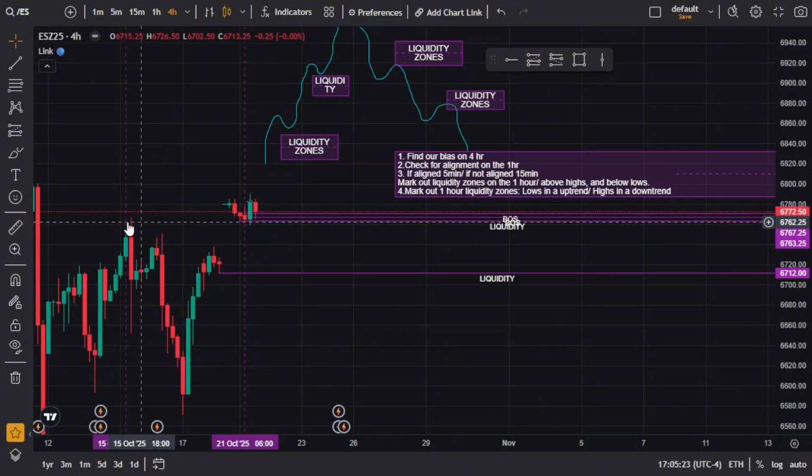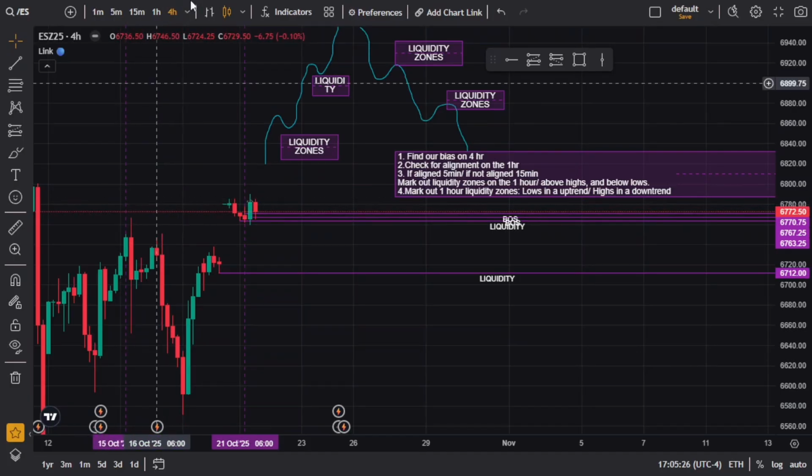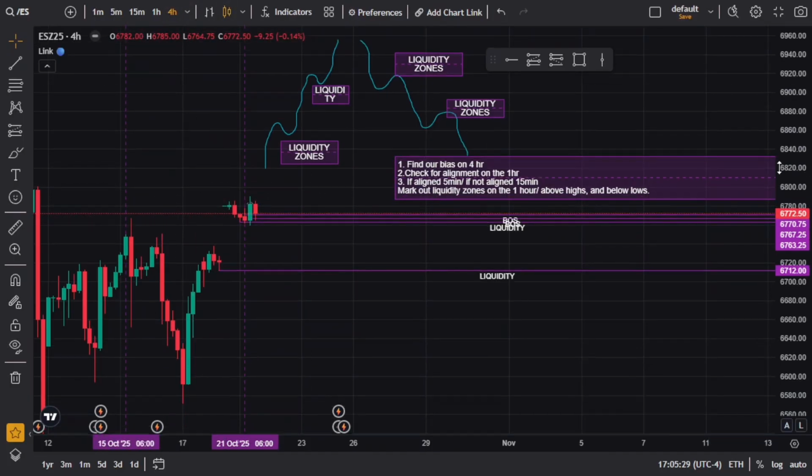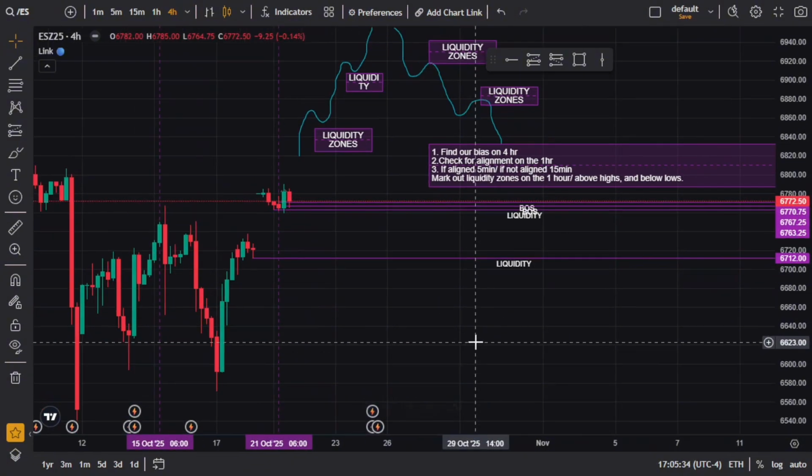This 6 o'clock candle to this 10 o'clock candle is marked out just because we're in the 4 hour. But if you scale down to the 5 minute, it's actually marked 9:30. This is the session open from yesterday. So I'll check the previous day's bias.